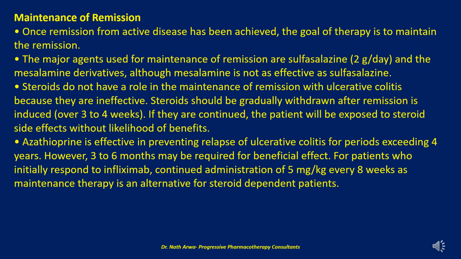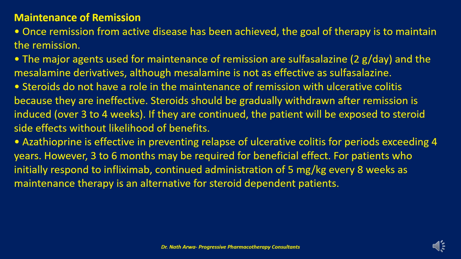Next we will discuss maintenance of remission. 1. Once remission from active disease has been achieved, the goal of therapy is to maintain the remission. 2. The major agents used for maintenance of remission are sulfasalazine, dosed at 2 grams per day, and the mesalamine derivatives, although mesalamine is not as effective as sulfasalazine.